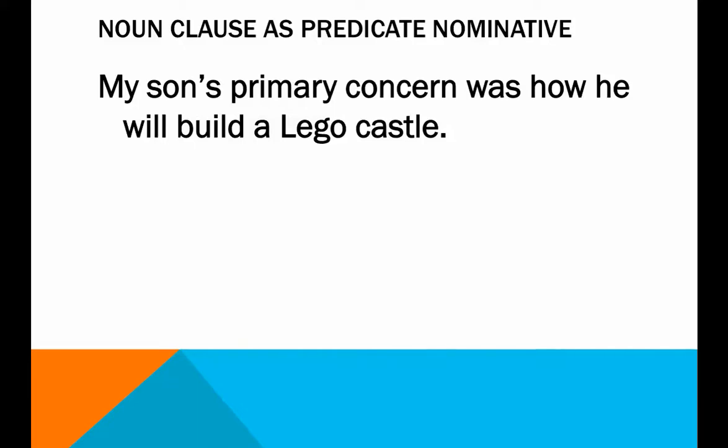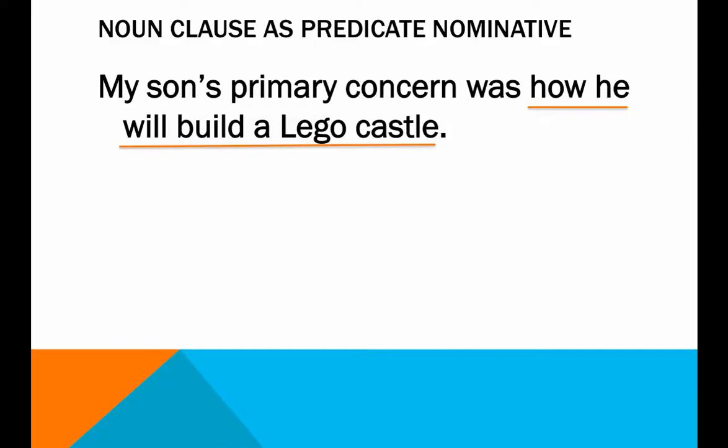Because of the structure of this particular sentence, we can actually flip the order of it, and we now have that same clause, how he will build a Lego castle, functioning as the predicate nominative. If you remember what predicate nominatives are, these are words that come in the predicate of the sentence, after the linking verb, and they identify or rename the subject of the sentence. And usually when we have a predicate nominative, you can just invert the role of the subject and the predicate nominative, which is what is happening here.